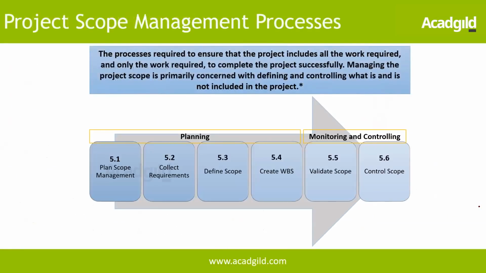So project scope management, as per PMBOK, is the process required to ensure that the project includes all the work required and only the work required. I'll tell you about this during the scope statement. To complete the project successfully, managing the project scope is primarily concerned with defining and controlling what is and is not included in the project. So we need to be very careful when the project scope is defined.